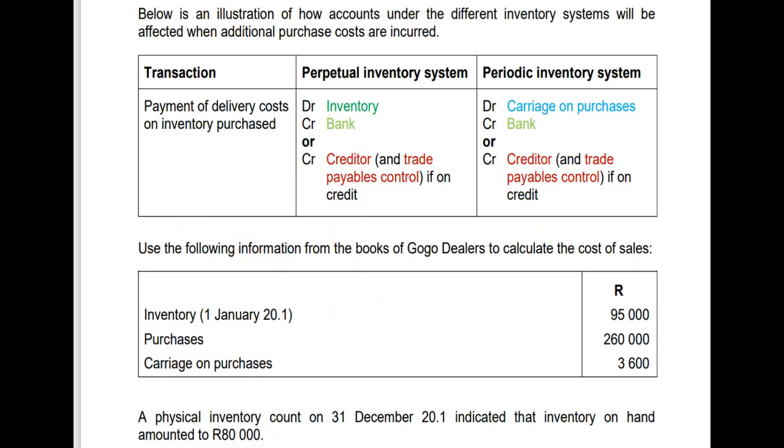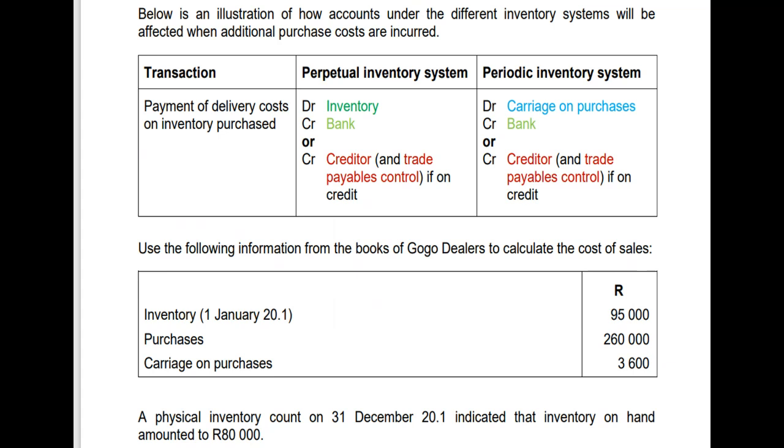Moving to the next slide, here we're illustrating how the accounts get affected if we use different inventory systems when we incur additional purchase costs. I think we've already spoken about the carriage on purchases. Here the transaction is payment of delivery cost of the inventory that you have purchased. So you've incurred the delivery cost.